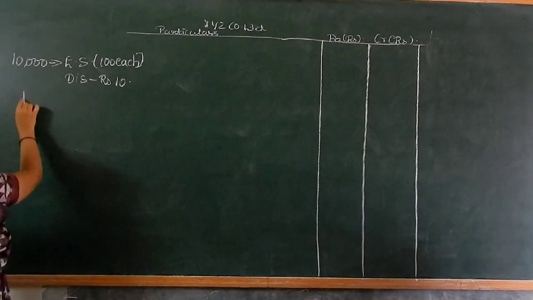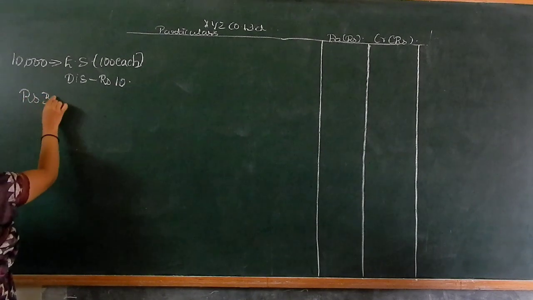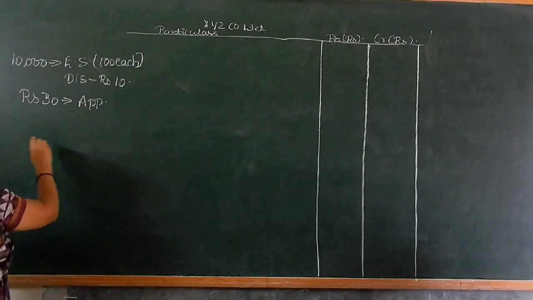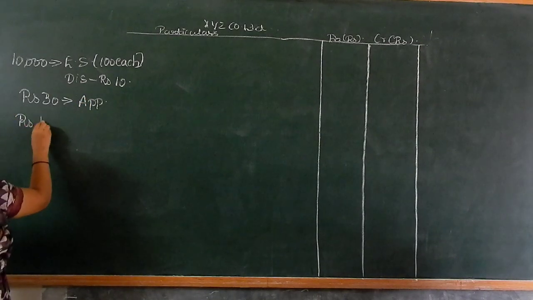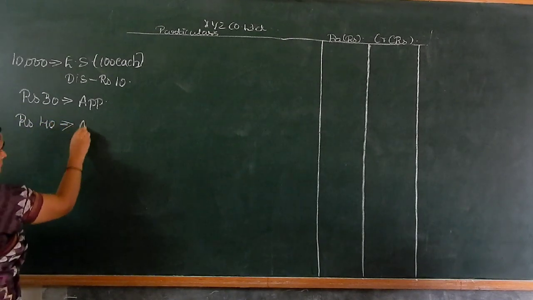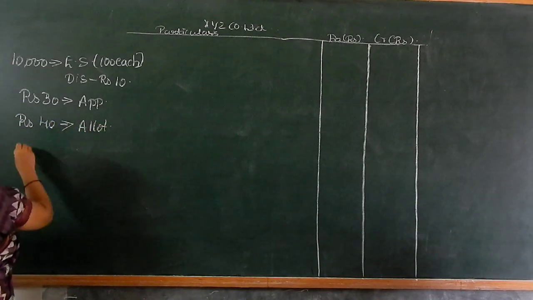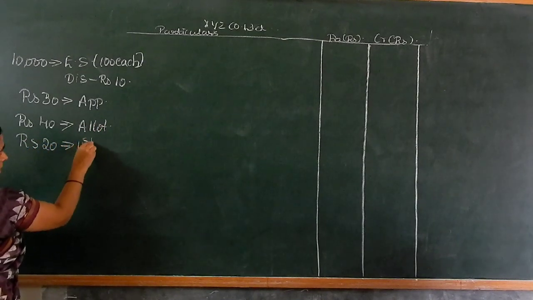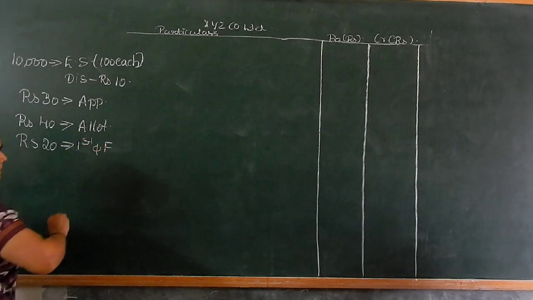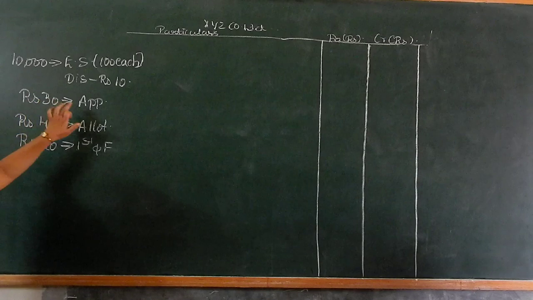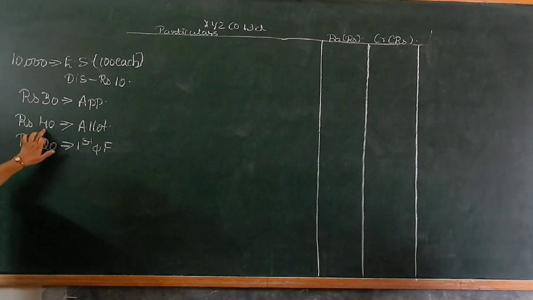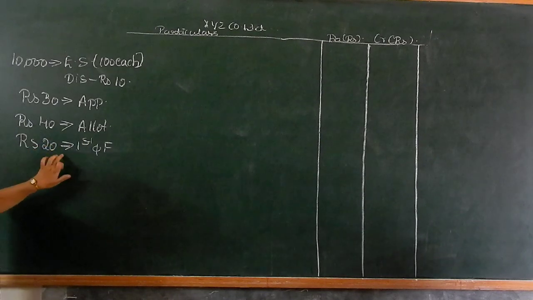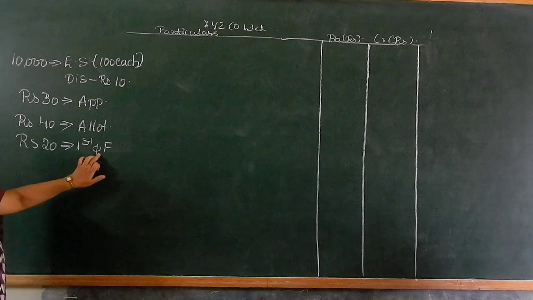Rupees 30 on application, rupees 40 on allotment and rupees 20 on first and final call.